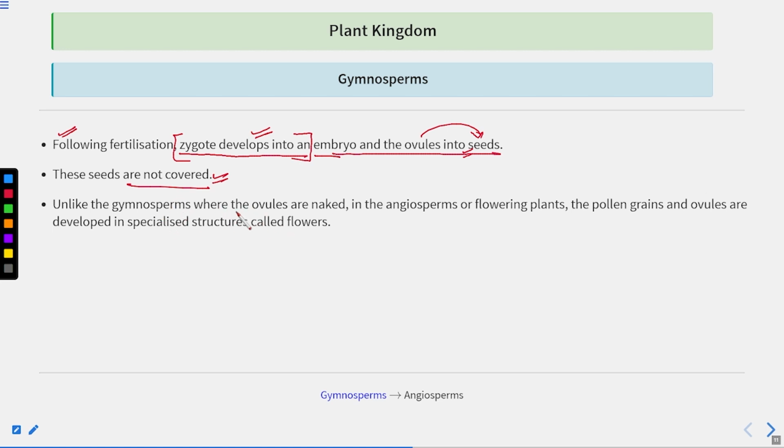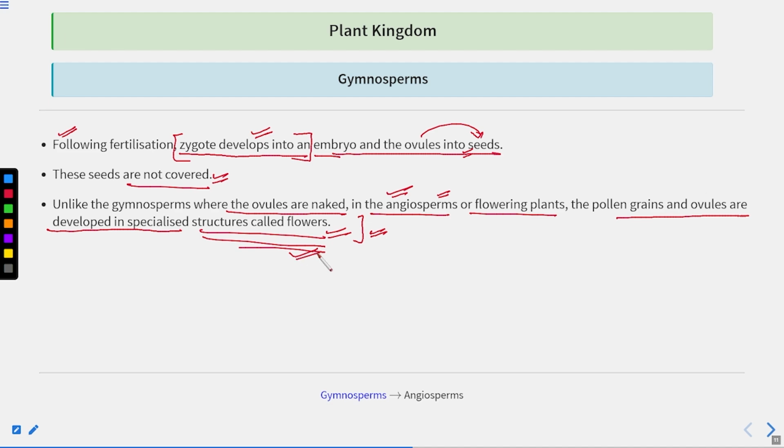Unlike the gymnosperms, where the ovules are naked, in the angiosperms or the flowering plants, the pollen grains and ovules are developed in the specialized structure that is called flowers. Now, if we talk about the angiosperms, they are having very unique features. Okay. Now, angiosperms, they are having structures that are called flowers.